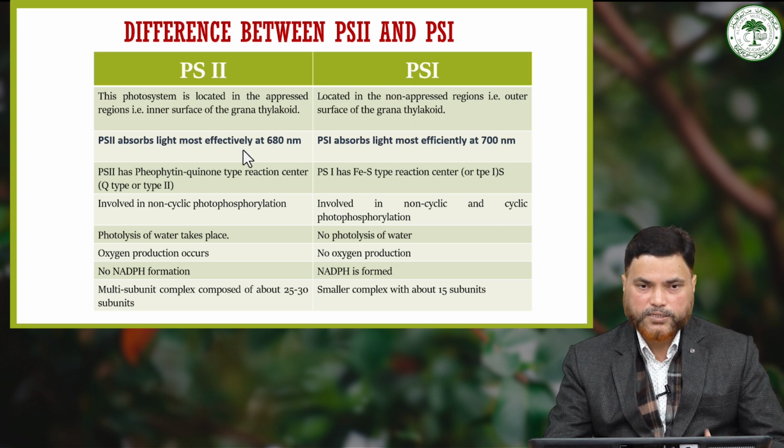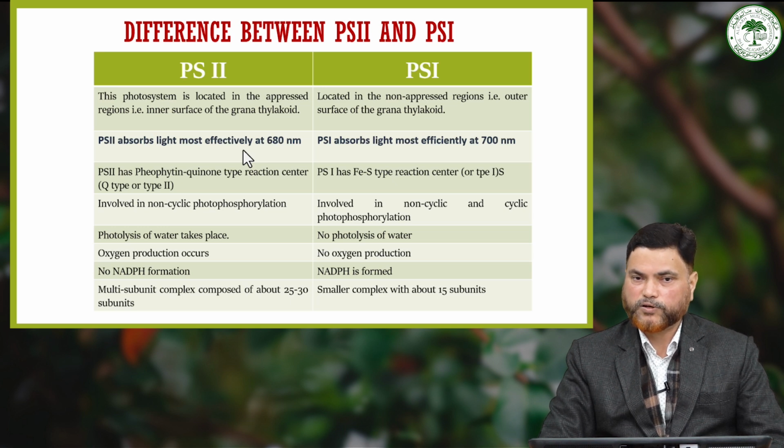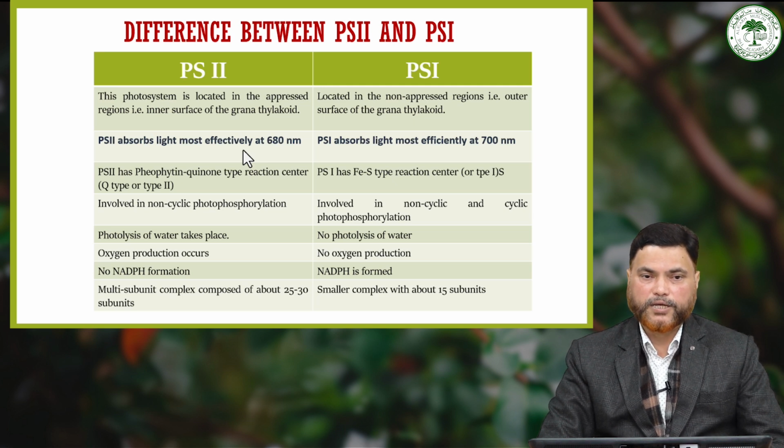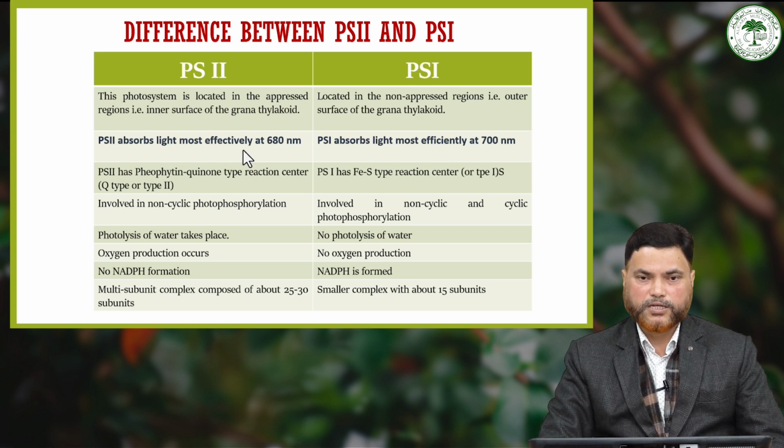And the most significant point is the absorption of light, that PS2 absorbs light most effectively at 680 nanometers, whereas PS1 absorbs light most efficiently at 700 nanometers. So, PS2 has a different reaction center, PS1 has a different reaction center, and PS2 is basically involved in non-cyclic photophosphorylation, whereas PS1 is involved in non-cyclic and cyclic phosphorylation.